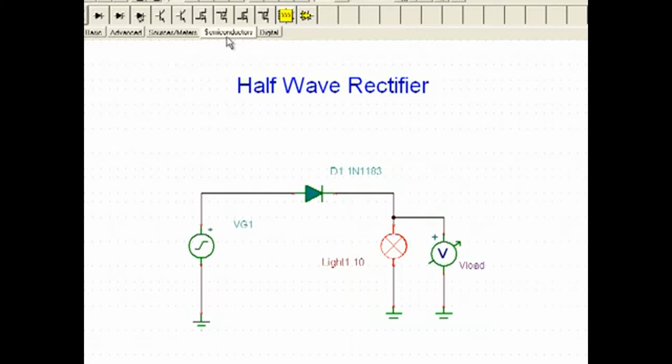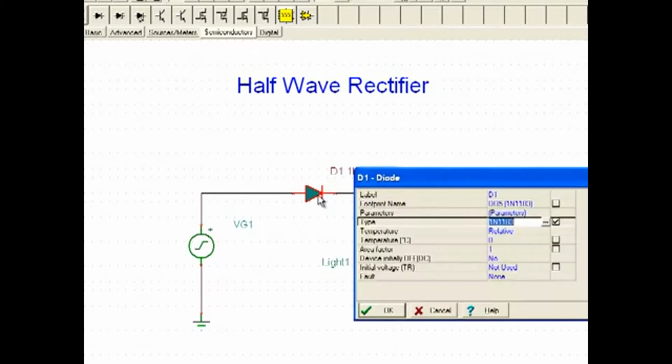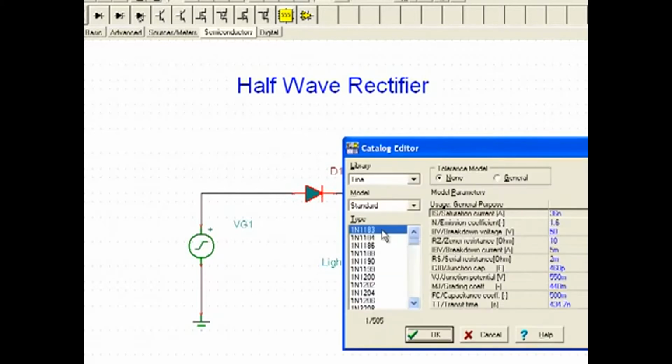The AC is going to flow through this diode. If we go up to the semiconductors tab, the plain rectifier diode is the first diode on the list. And if we go into its properties, it's a 1N183. It's the first one on the drop-down list for type.